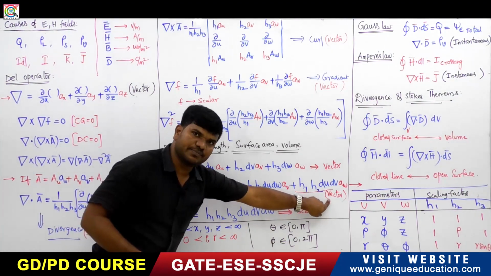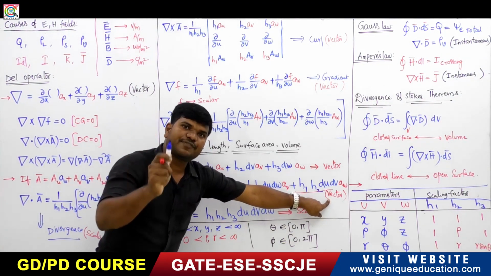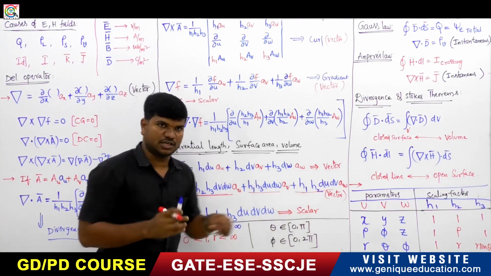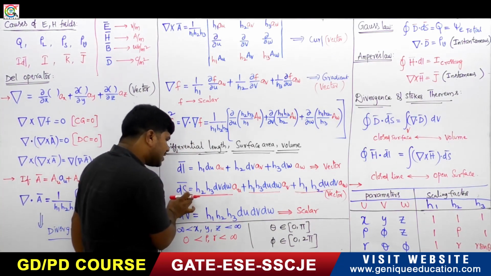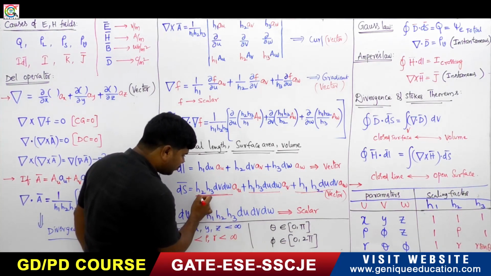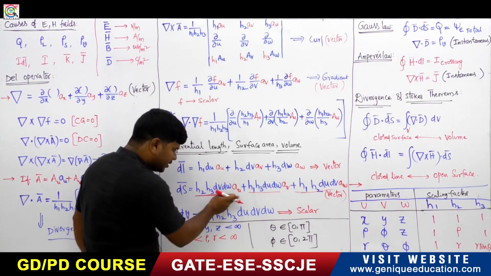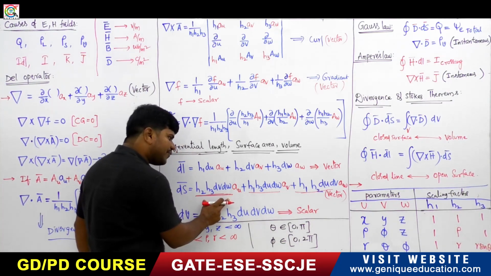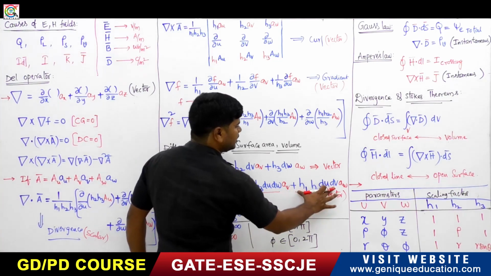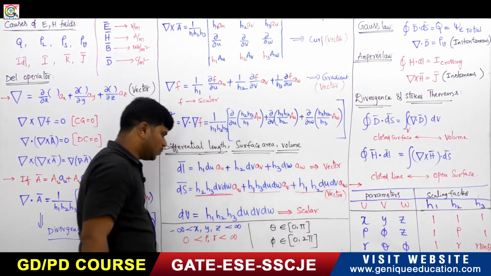Similarly, this is also a vector quantity. Always remember the surface is a vector quantity. It has a direction, definitely it has a direction. So this surface area has 3 components. Observe, this blue pen represents the surface area in the direction of au. This is the surface area in the direction of av. This is the surface area in the direction of aw.